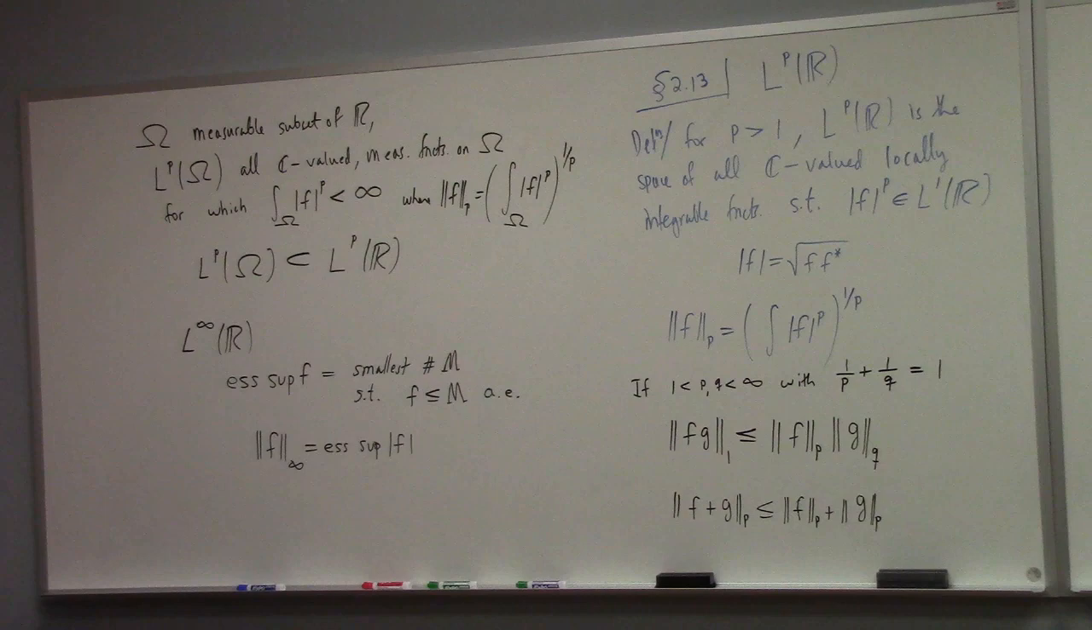So you could have a function that had a whole bunch of values at or below a half. And if there's a handful, like 10 values, where it's equal to 2 or 7 or 9, then the essential supremum would still be a half. Yeah, because it's ignoring maximums for the functions that are kind of isolated. It's almost everywhere less than or equal to m. That's interesting, I mean, but anyway. And of course, that is also a complete space.